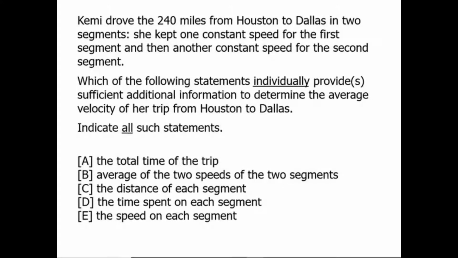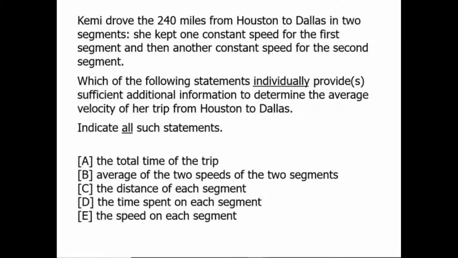This is a question that plays on one of the common misunderstandings about average velocity. So if we have a trip with two segments, constant speed, say speed number 1 on the first segment and speed number 2 on the second segment, the average velocity is not the average of those two speeds. It might be under very special conditions in which the two segments take exactly the same amount of time, but in general, the average velocity is not equal to the average of the two individual speeds.